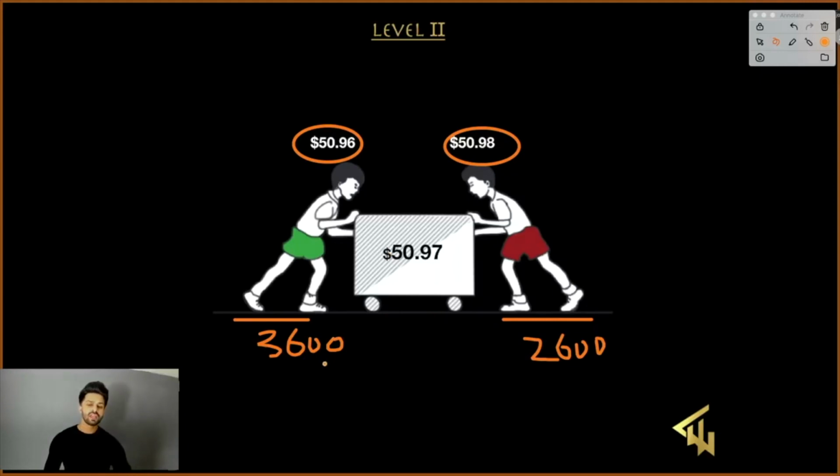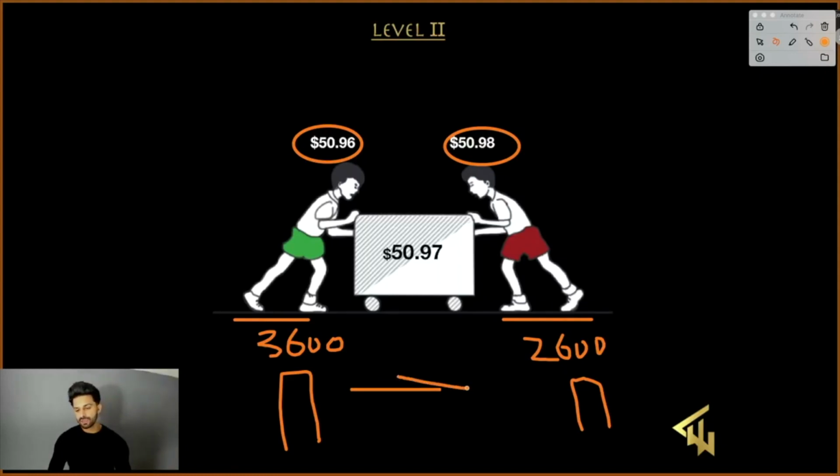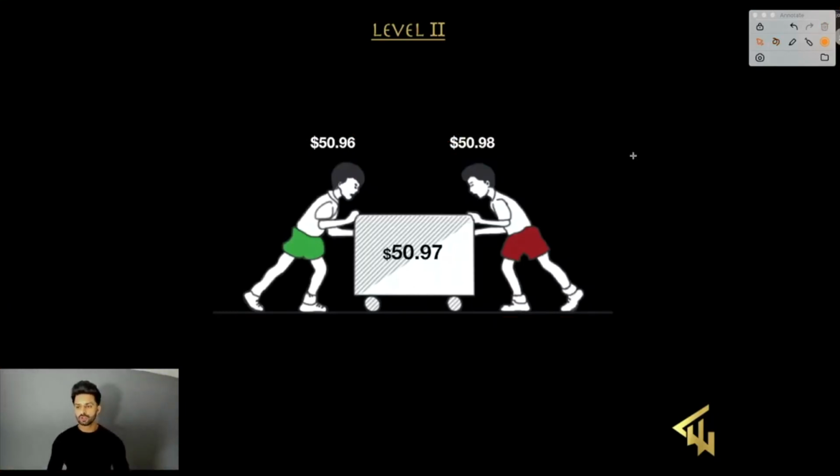Now depending on which side is stronger with volume, that side typically has control of the price of the stock. So if there are more buyers, the stock typically starts going up. But if there are strong sellers, we see a pullback. That is where level 2 comes in.